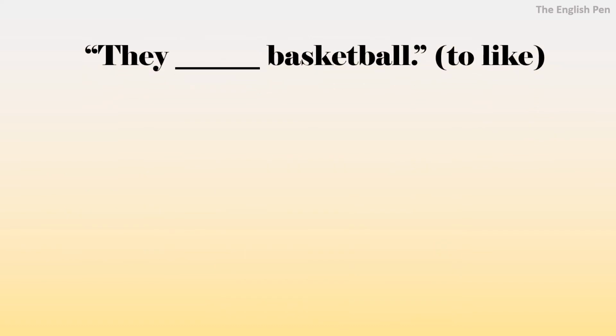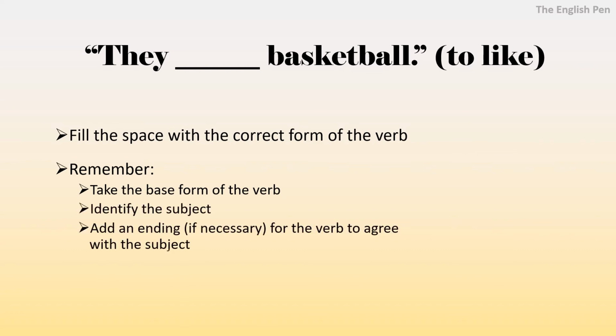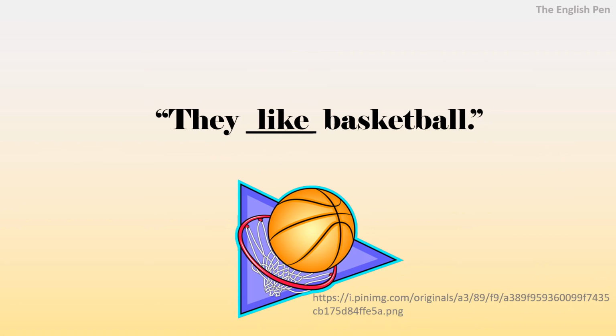Are you ready to try it on your own? Here is a sentence with a blank space. They blank basketball, where the correct conjugation of the verb to like should go. Fill the space with the correct form of the verb to complete the sentence. Remember, first take the base of the verb, identify the subject, then conjugate the verb to agree with the subject. You can pause the video now. The answer is: they like basketball.